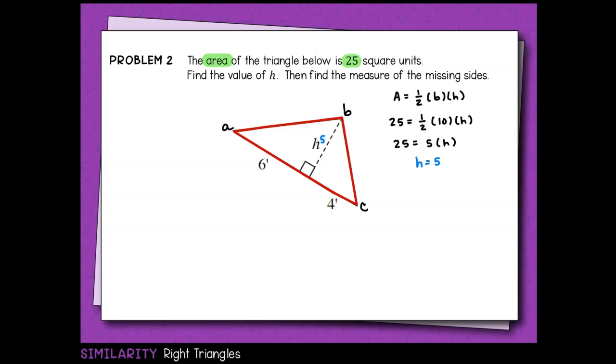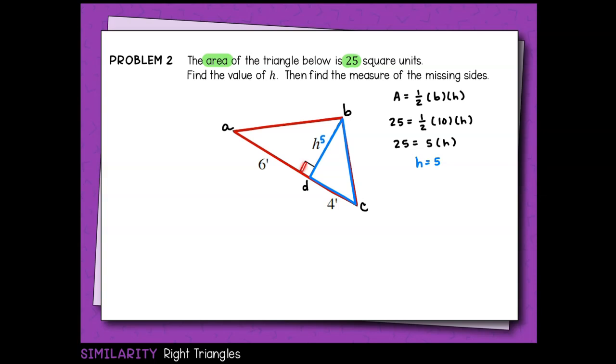I notice that the dashed line is showing an altitude. It's drawn from vertex B out to the opposite side, and it forms a right angle, so I can be assured that I've created a right triangle here. So I'm going to outline in blue a new right triangle, and I'm going to go ahead and add a vertex label here as D. So I've got this little blue triangle BDC.